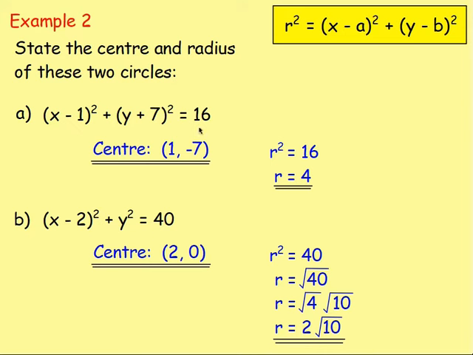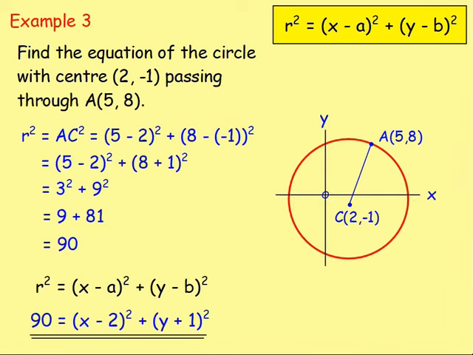r squared is what they're equal to, so r squared would be 16, so then you square root that in order to get the length of the radius. This one here was the exact same, you just had to take this value, change the sign. With y, we are really subtracting 0, so the y value is just 0. Again, r squared would be 40, and then you can simplify that.